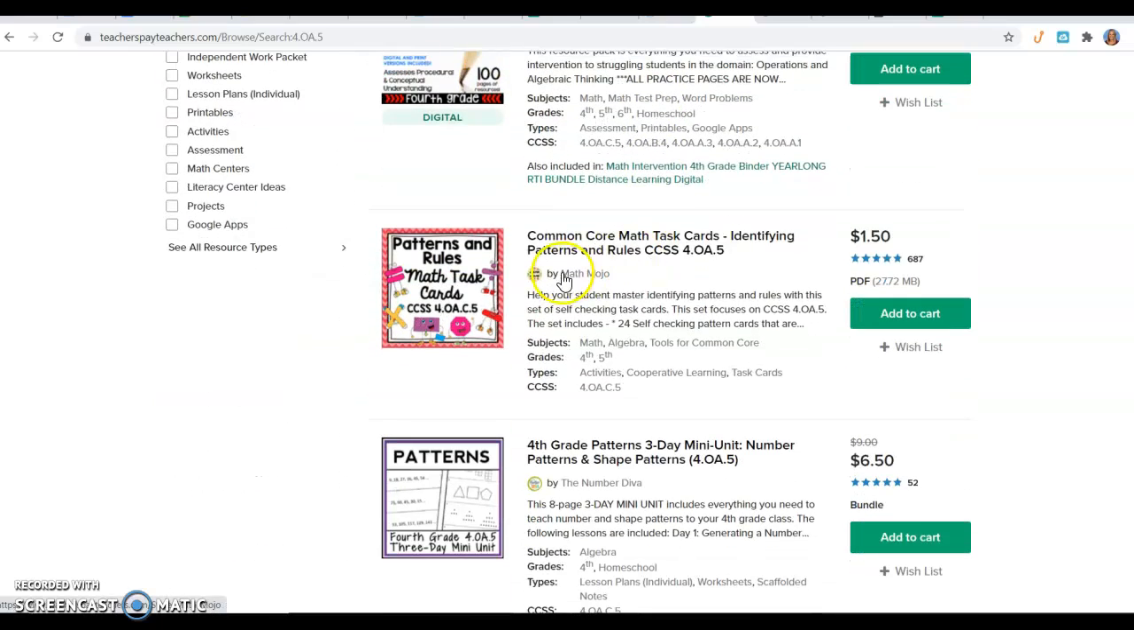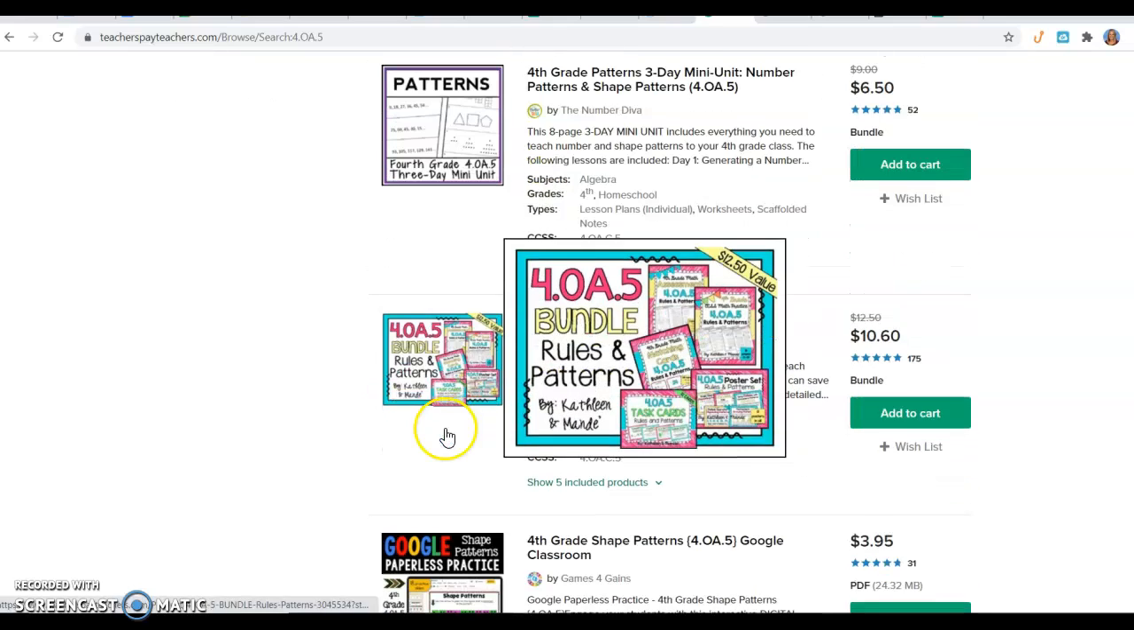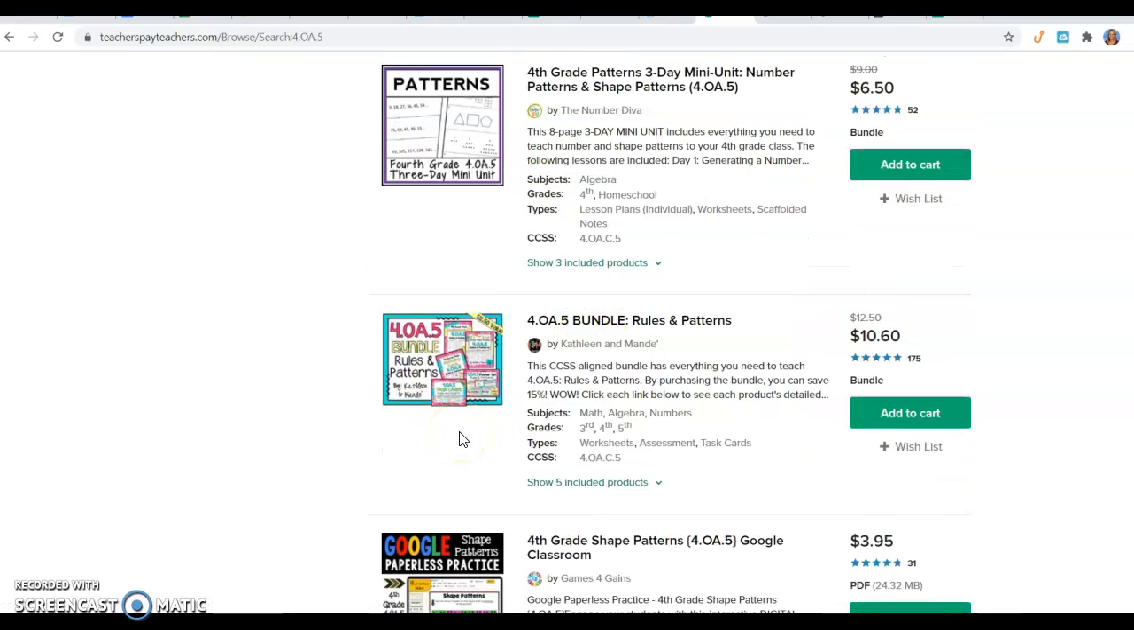But if you keep scrolling down, you'll find ones, this is $1.50 for Common Core task cards for patterns and rules in 4OA5. So this will help them identify patterns and rules and other patterns that are designed, a 3-day mini unit just on that. So you could print it out and think about patterns and help your student with that. So Teachers Pay Teachers is great to be able to search under the standard.